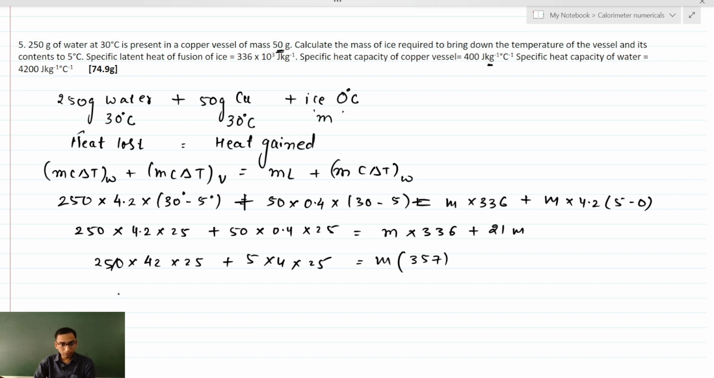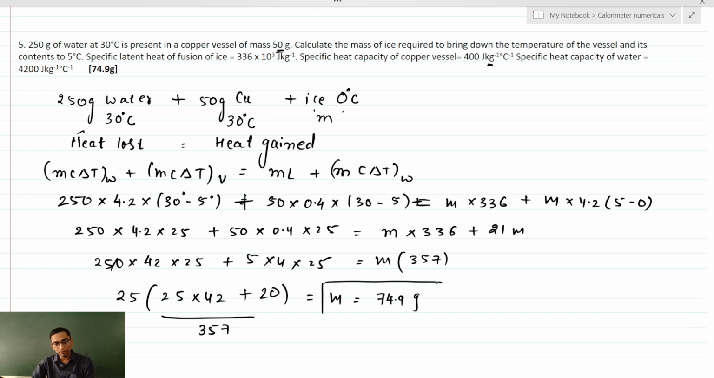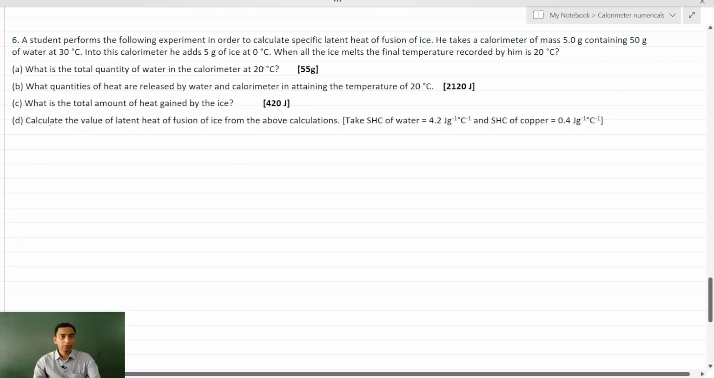So I can very well pull out 25 common. So inside it remains 25 multiplied by 42 plus 5 fours are 20. That is equal to m, and this entire part divided by 357. If you calculate this, you will get your answer as 74.9 grams, which is the answer to the problem. So I'm leaving this last part of the calculation to you. I think you will be very well able to do that.